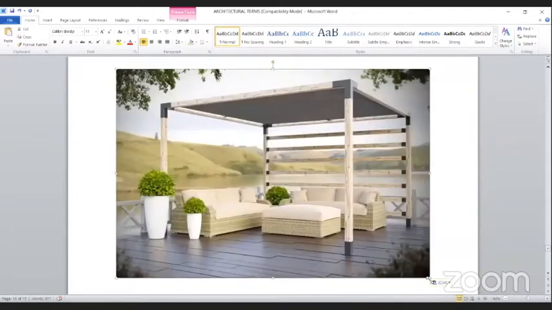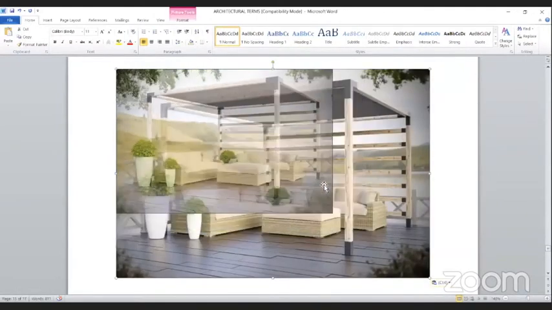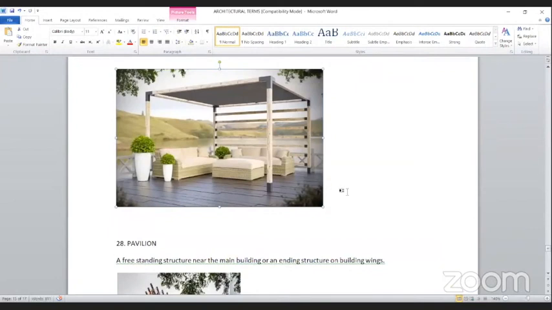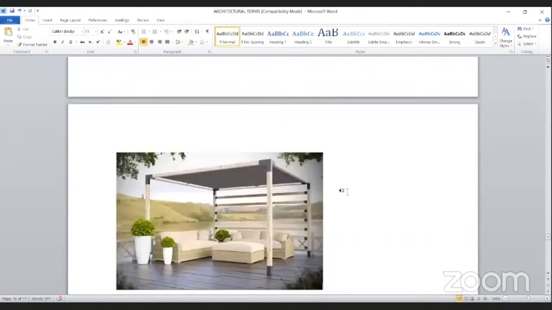Yeah, see. This is a modern gazebo. As you can see, it's not exactly octagonal shape, or a turret shape, but it's a gazebo. It's a modern variation.